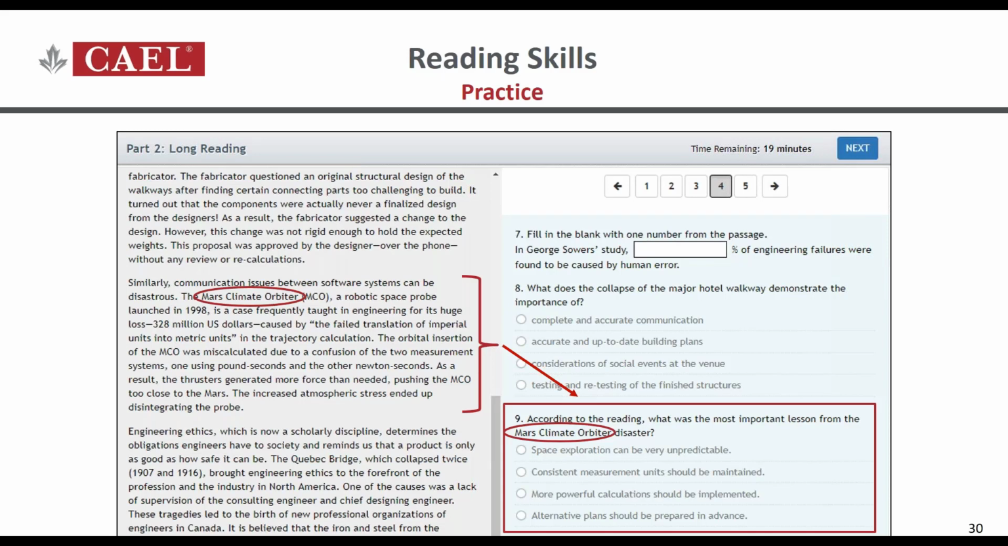Okay, so we're getting some people saying more. We need more information. And Ada is saying the failed translation of imperial units.